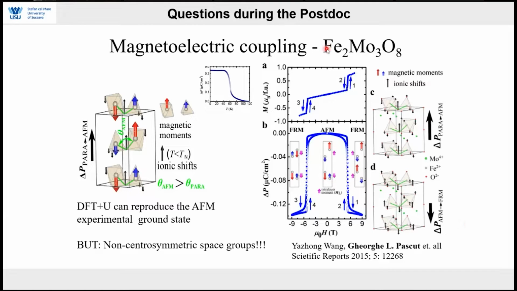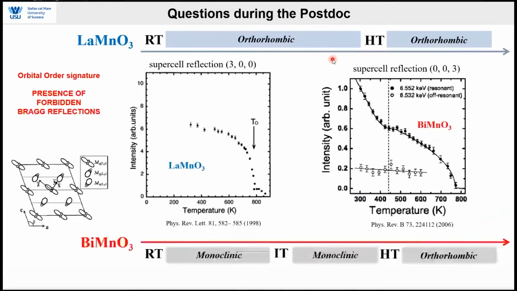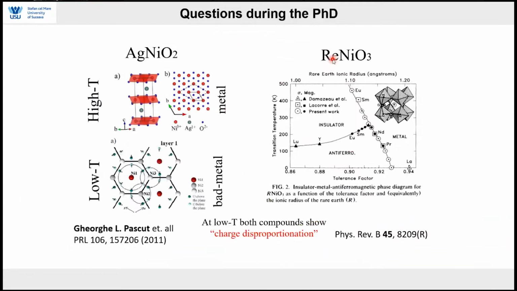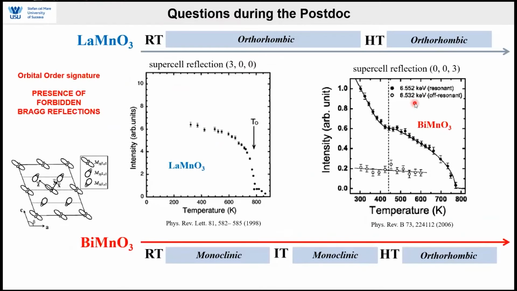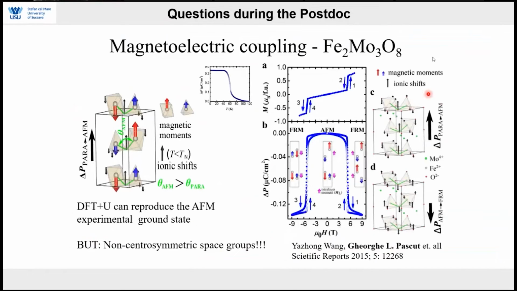Now, another material, and I'm telling you about all these materials, rare earth nickelate, silver nickel oxide, lanthanum MnO3, bismuth MnO3, because all these materials have what I call orbital selectivity. Soon I'll show you results. What do we mean in each of these materials? What is orbital selectivity and how does it affect the properties?